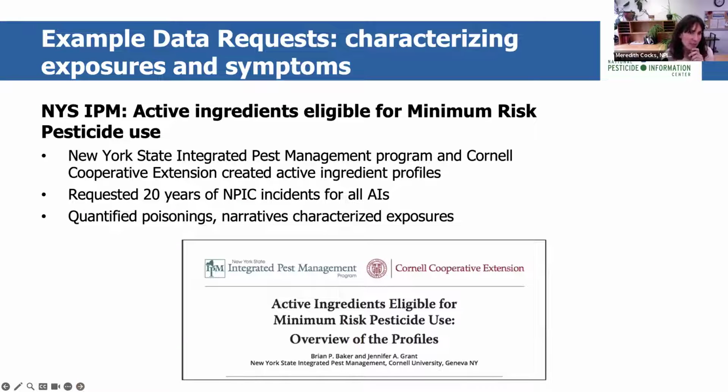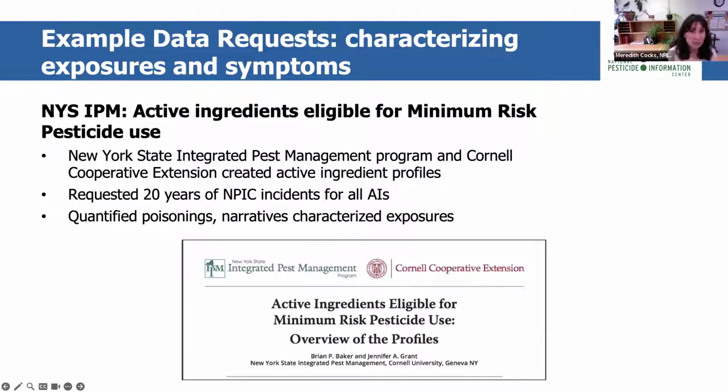And I think this is pretty neat. This happened a few years back, but the Cornell Cooperative Extension and New York State IPM program requested 20 years of NPIC incident data and created pesticide profiles for a select list of the active ingredients eligible for minimum risk. They generated from that these minimum risk pesticide profiles, which I find to be very useful resources, especially for things like essential oils. And we at NPIC now are using these to help us out during our calls.